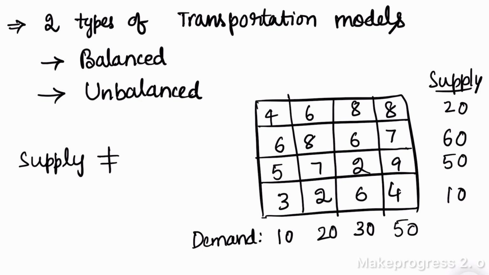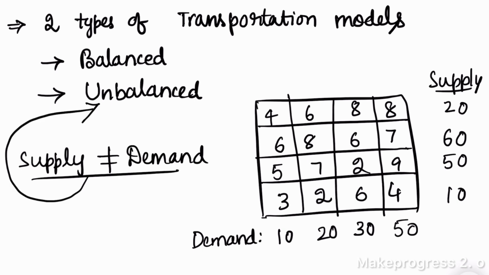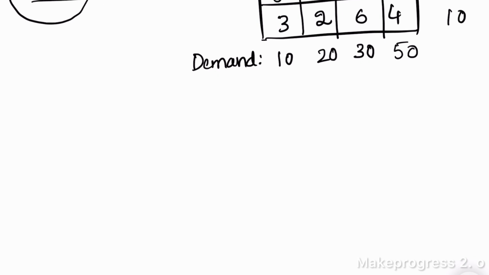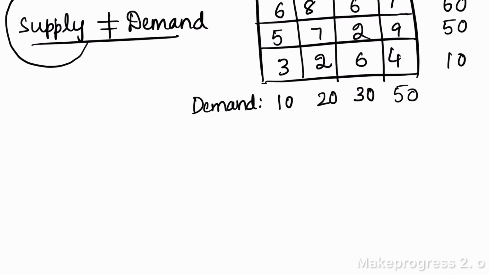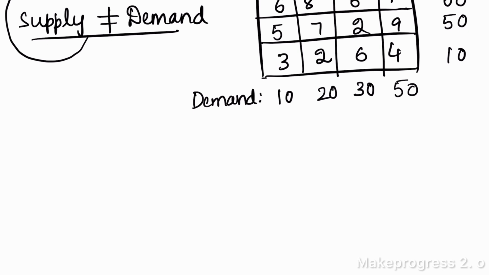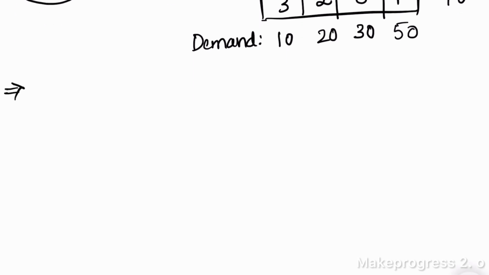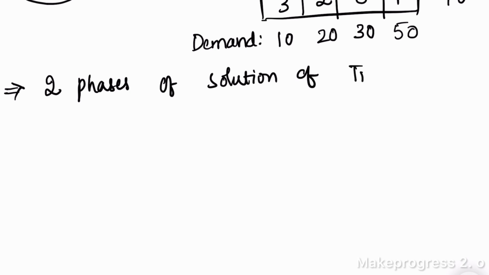If you have to check if supply is equal to demand, you have to add all the total values of supply and total values of demand. Here it's not equal since the values are different. If you add these two, you'll see that the supply is not equal to demand. So you can say that this transportation model is unbalanced. You have to balance the transportation model, and only then you should do the solution.